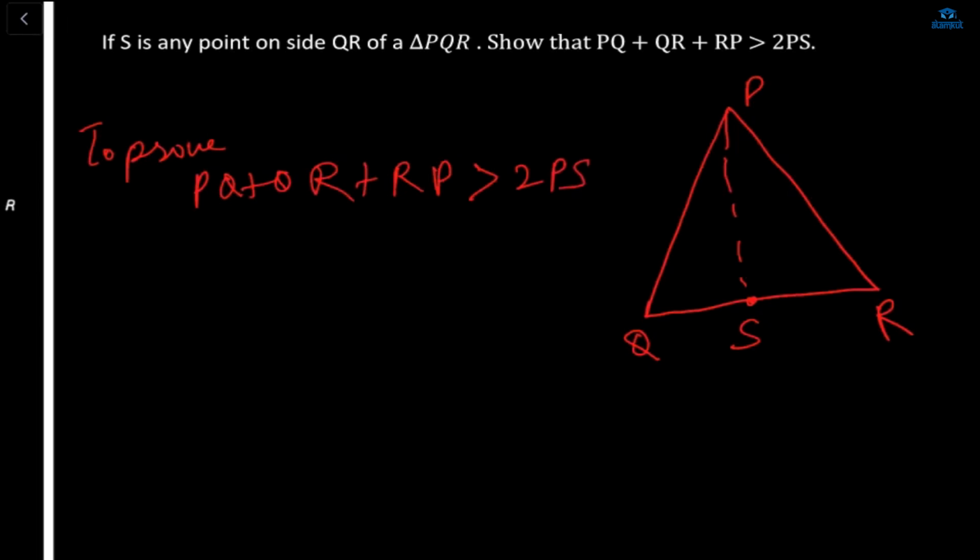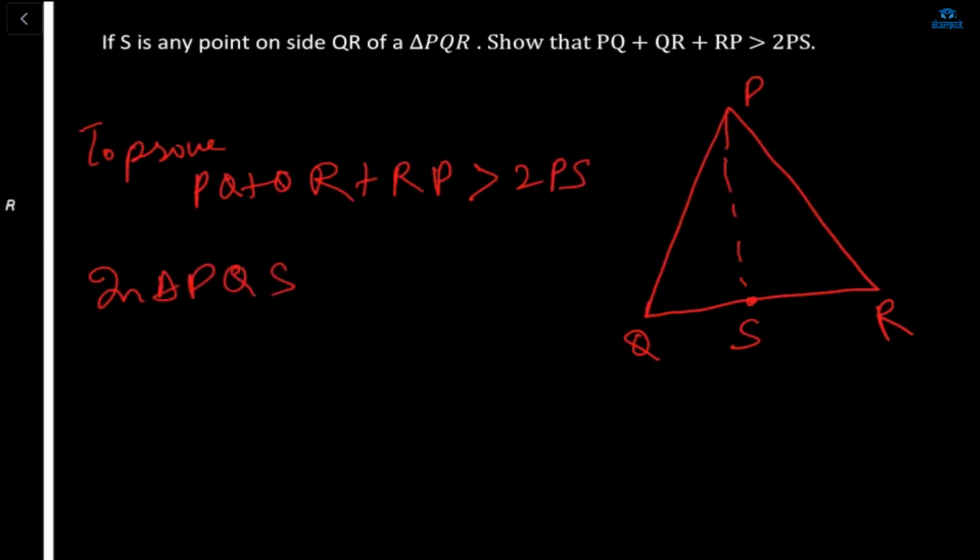Understood? Now, how can we do this question? Shazan, any idea? How can we prove that PQ plus QR plus RP is greater than 2PS? First we will divide it into two triangles by drawing a line from between. See, PS is already a line between the bigger triangle, so you are already getting two triangles. Which two triangles are we going to take, Shazan? PQS and PRS.